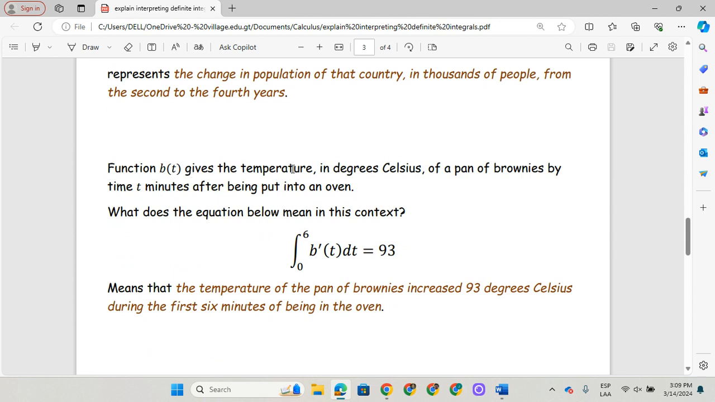Function b of t gives the temperature in degrees Celsius of a pan of brownies by time t minutes after being put into an oven. What does the equation mean in this context? The definite integral from 0 to 6 of b prime of t with respect to t is 93. Okay, so b prime is the rate of change of b. So this integral means that the temperature of the pan of brownies increased a total of 93 degrees Celsius during the first 6 minutes of being in the oven. Okay.